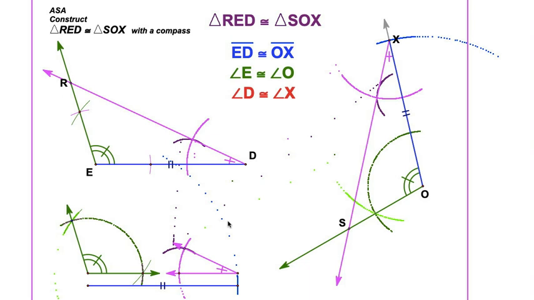Now, looking at those two triangles, how are they arranged in space? Yeah, they're rotations. You can see that. Pretty sweet. And that is it.